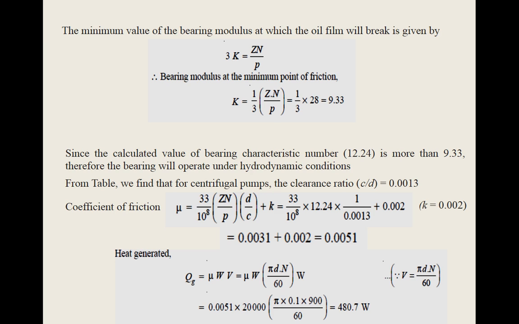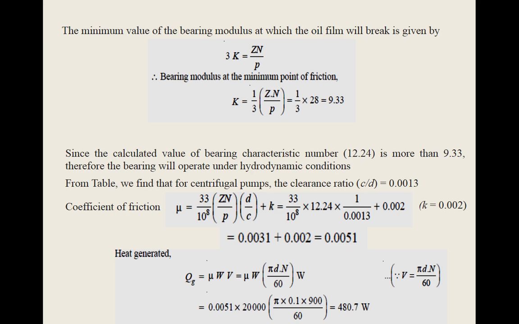If we go lower than this value, the oil film will break. The bearing modulus K is equal to 1/3 Zn/P, and its calculated value is 9.33. We observe that the bearing characteristic number which we have calculated is 12.24, and it is greater than the value of K, that is 9.33. So we are moving in the forward direction.